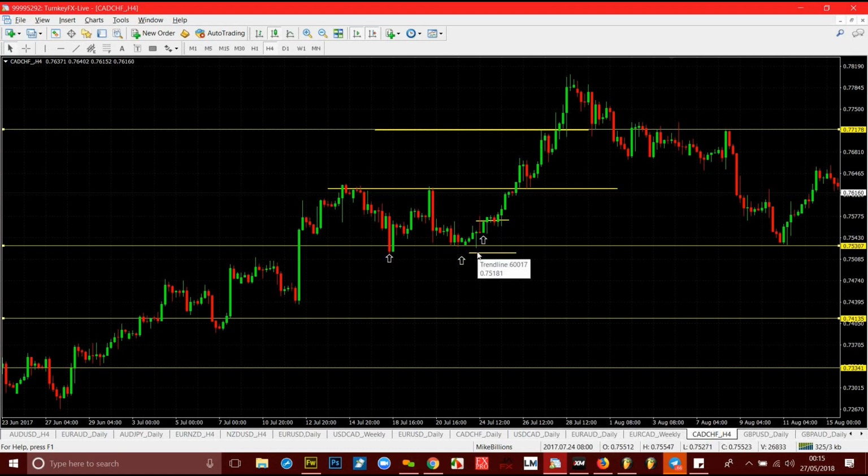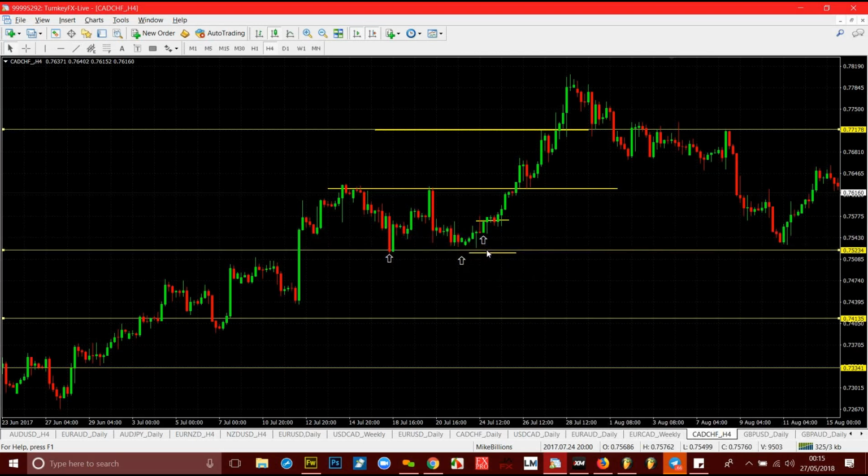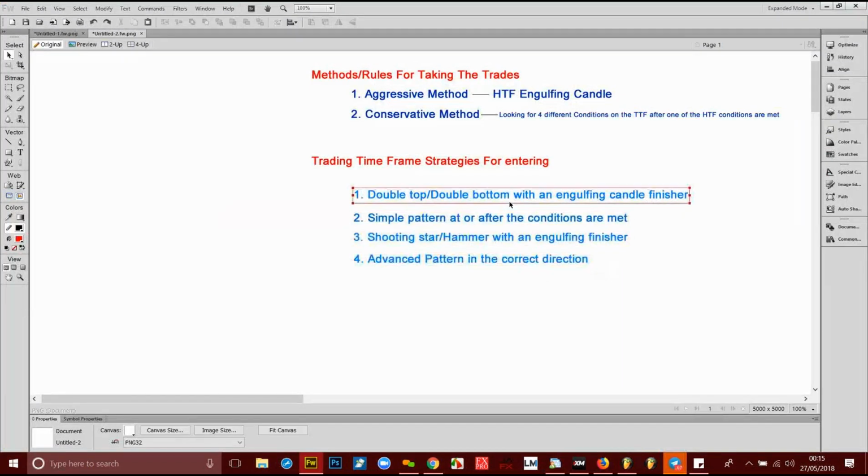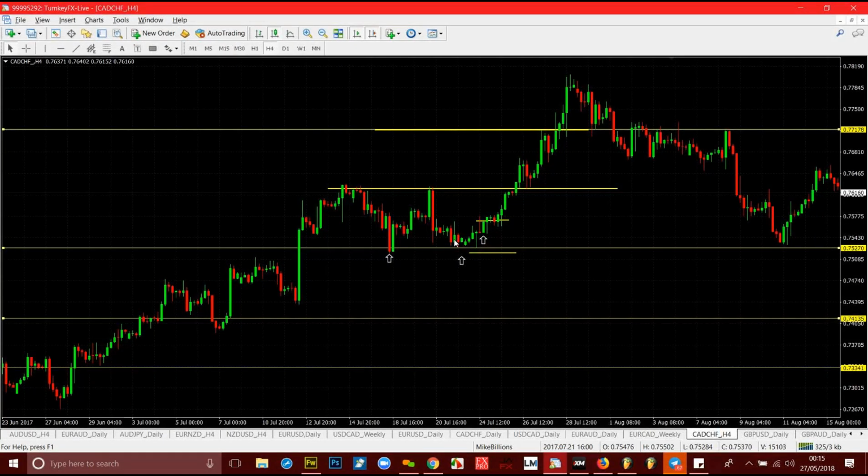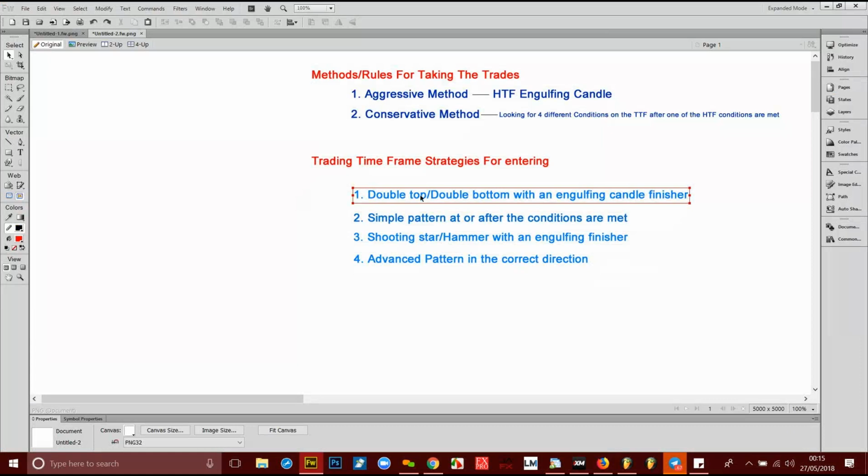This would have been a very fantastic risk to reward, because just a few pips, and then look at the reward. So that's what I mean by double top or double bottom and then an engulfing finisher. The next one would be to look for a simple pattern. Now, it doesn't mean that you're always going to find that in the market. If you can't make this out in the market, look for a simple pattern in the market.